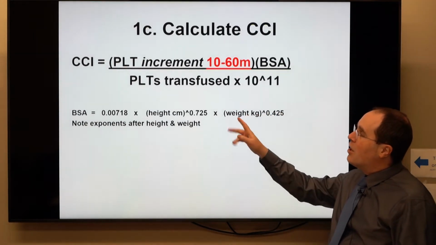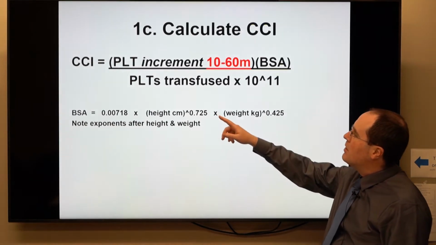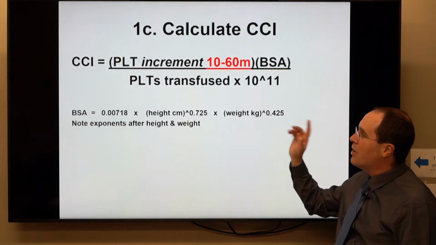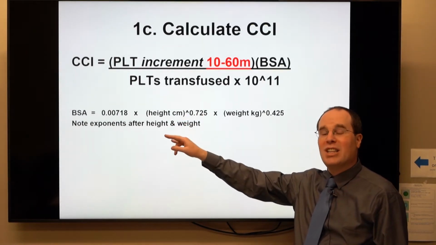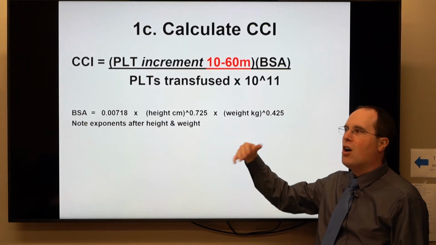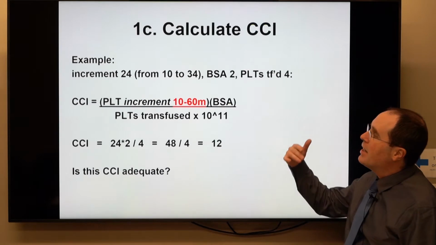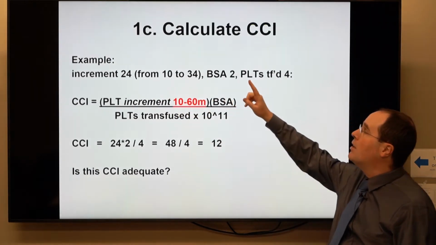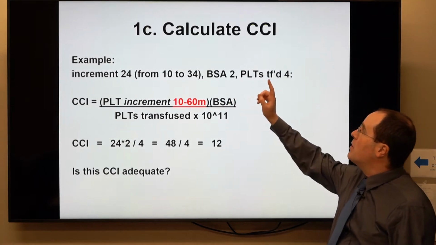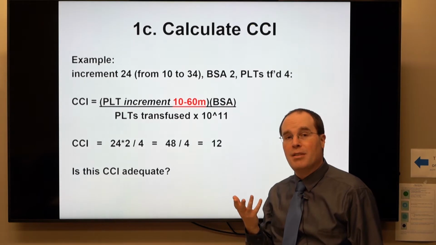This is a gunner version of the BSA, and note the exponents after height and weight. So these are funky exponents. This is not terribly high yield to know. It's usually in the chart, and it's usually on a question that someone would ask you. So one example, let's say the increment is 24, say pre-transfusion is 10, then it goes up to 34. And let's say the BSA is 2 meters squared and the number of platelets transfused is 4 times 10 to the 11th.